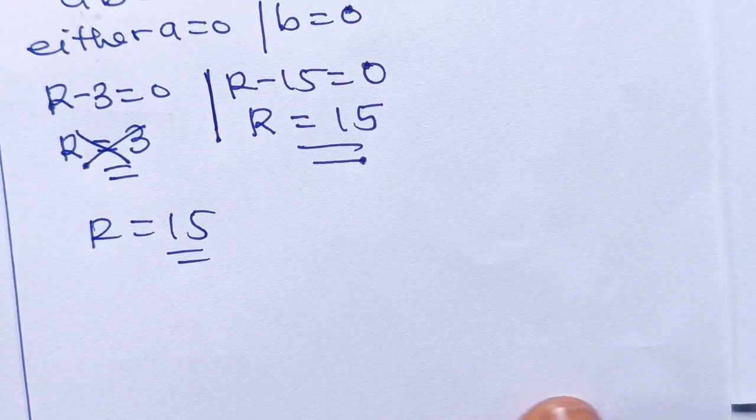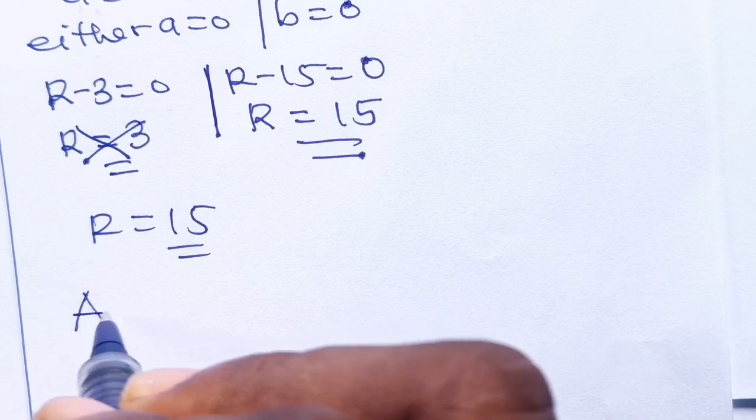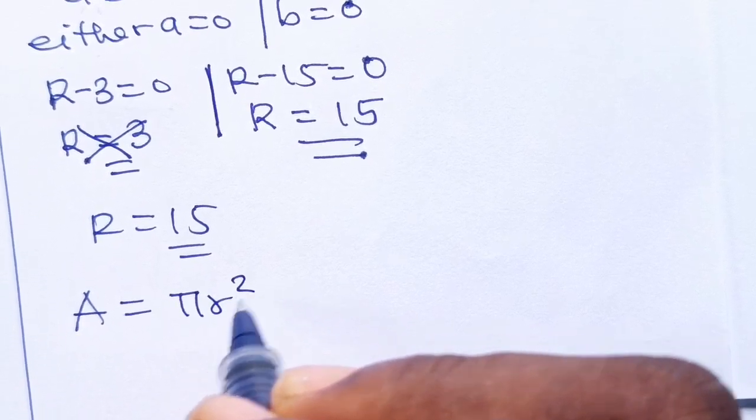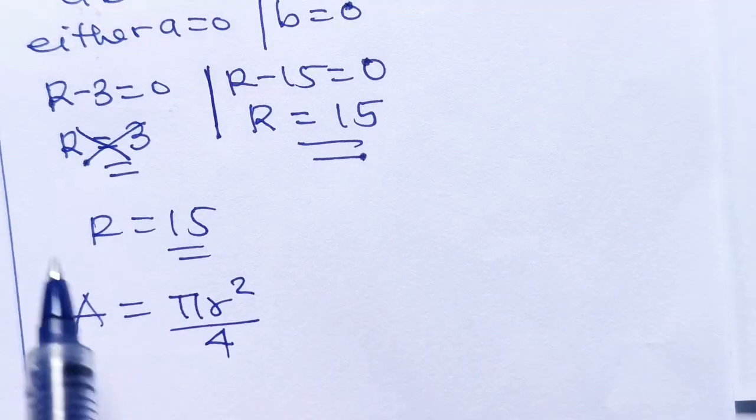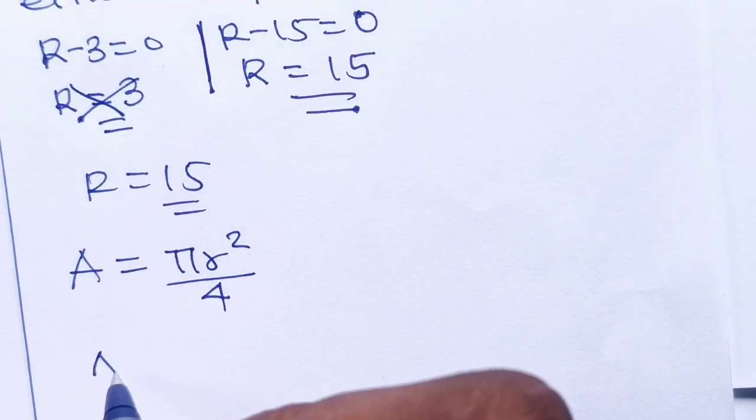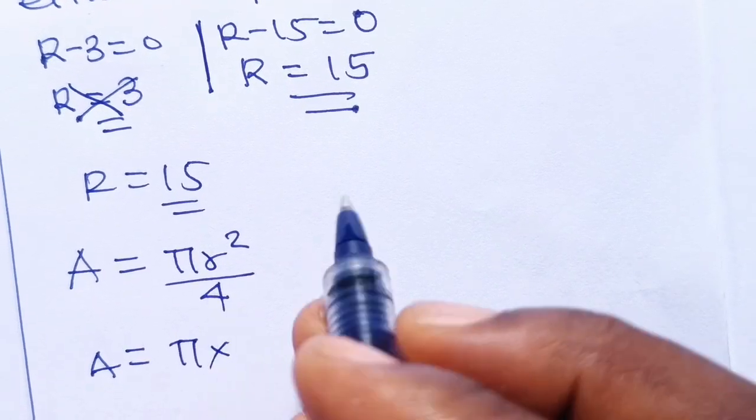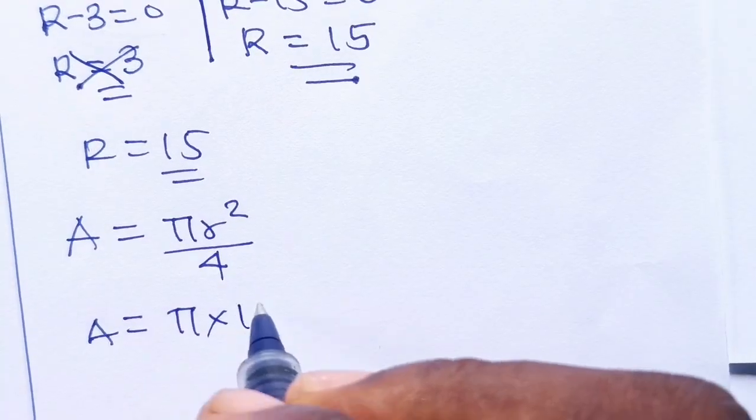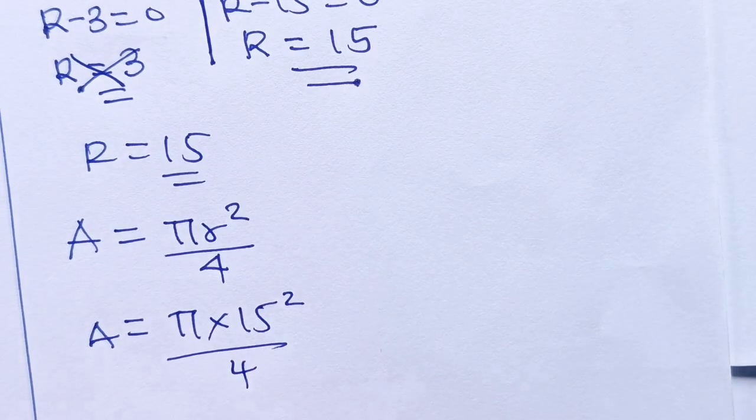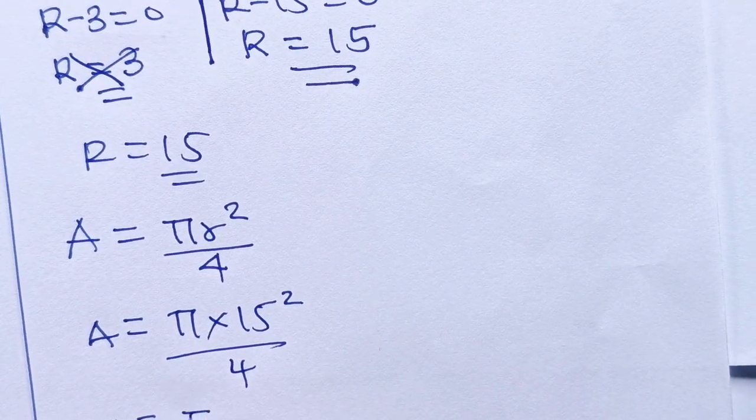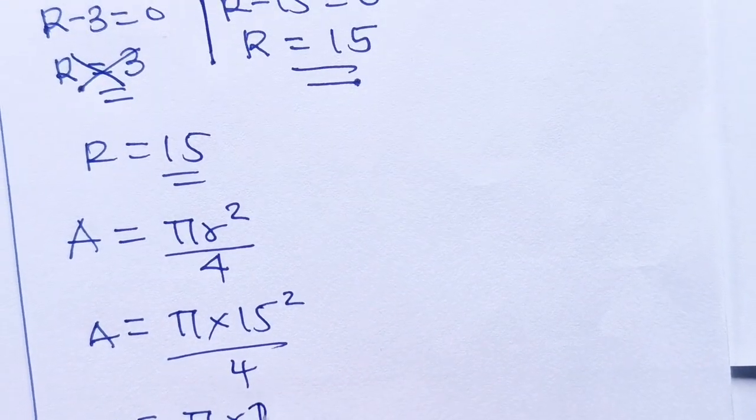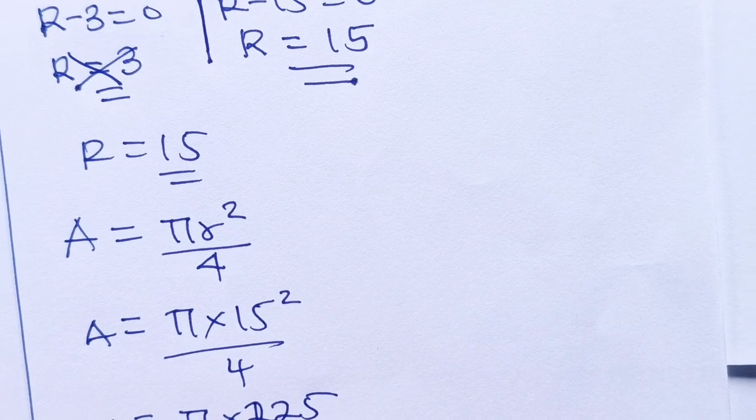Now let's go back to the question. The question asks us to find the area, and we said the area should be pi r squared divided by 4, since this is a quarter circle. So the area then is pi times, now the radius is 15, right? So we have 15 squared divided by 4. So the area should be pi times 15 squared, which is 225, divided by 4 units squared.